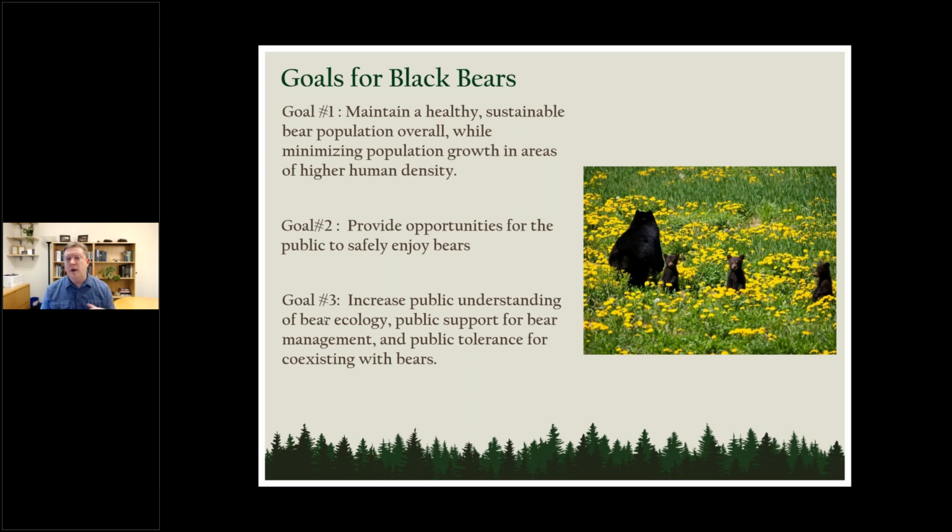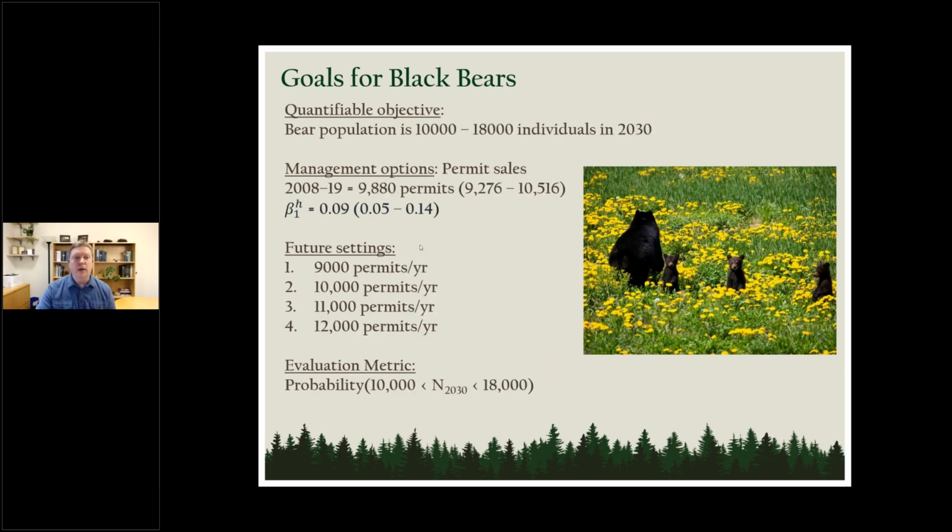For the purpose of this project, we needed to think about how we could turn this into quantifiable objectives that we could directly evaluate relative to their management program. So in working with the management agencies, we identified that we could translate this into maintaining the bear population between about 10,000 and 18,000 individuals for the next 10 years. And how the management agency can help influence that would be going back to the idea that they can control the number of permits being sold.